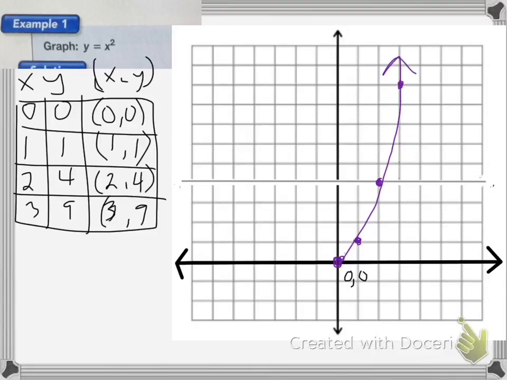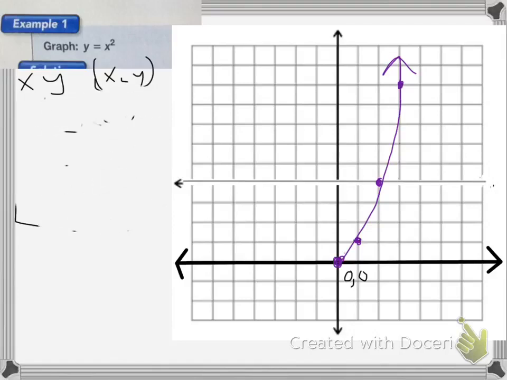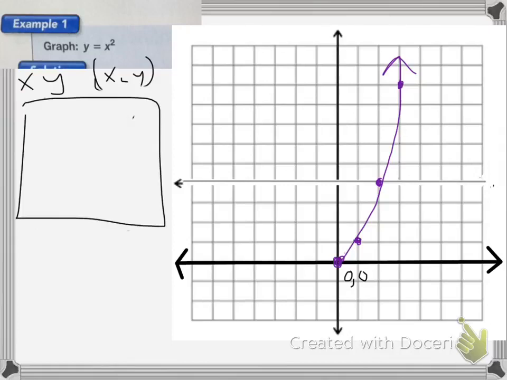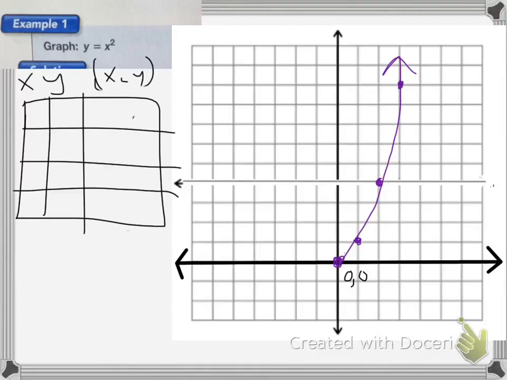But I also have negative numbers. So I need to figure out what the negative numbers would be. So again, I'll do another function table with x and y. Okay, so if x equaled negative 1, y would equal 1, because negative 1 squared is equal to 1. So I'd have negative 1, 1.